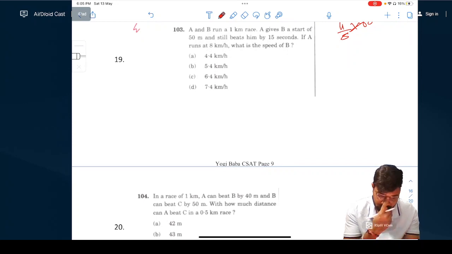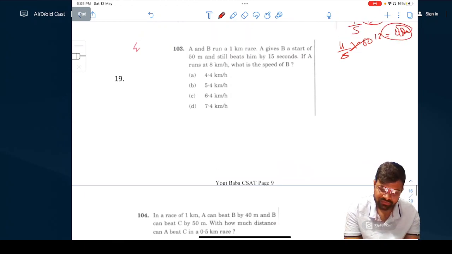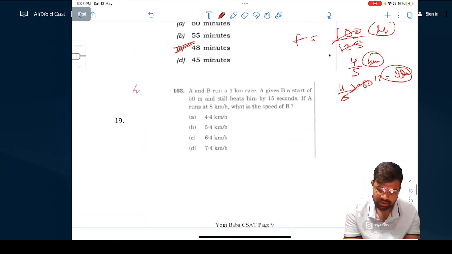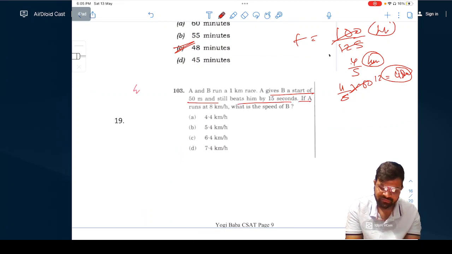Okay, now this 19th question. A and B run a 1 kilometer race. If B gives a start of 50 meters and still beats him by 15 seconds, and A runs at 8 km per hour, what is the speed of B?